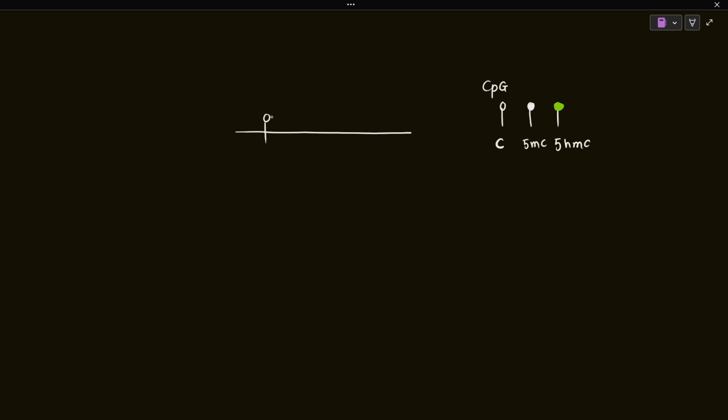So let's assume that they are arranged somewhat like this on the DNA. Let's assume this is 5-hydroxymethyl cytosine, and those are 5-methyl cytosines. So this is the cytosine, 5-methyl cytosine, 5-hydroxymethyl cytosine. This is 5-methyl cytosine, and this is the cytosine. So this is the DNA sequence.